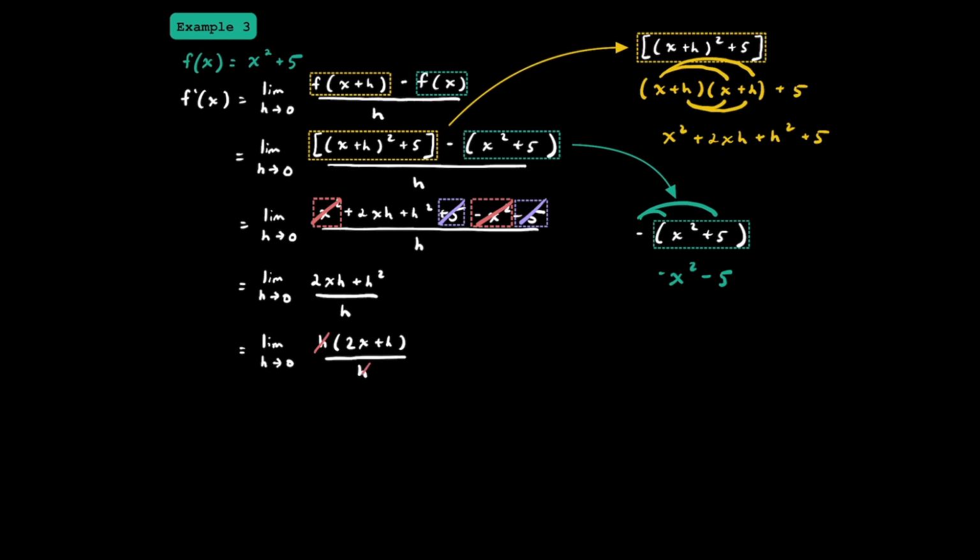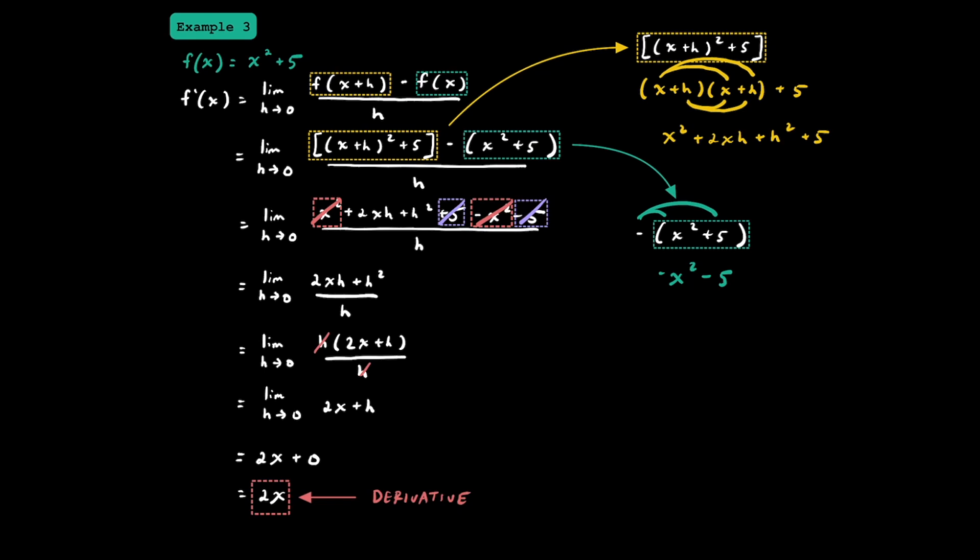We can cross out these h's here, and we're left with the limit as h approaches 0 of 2x plus h. Since h is approaching 0, we're going to substitute in 0 for h and write 2x plus 0, which is just 2x.